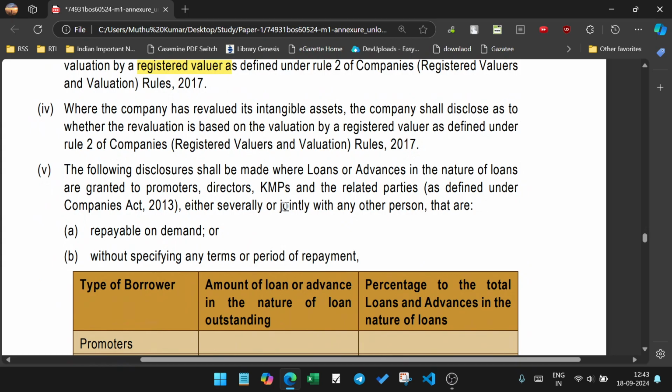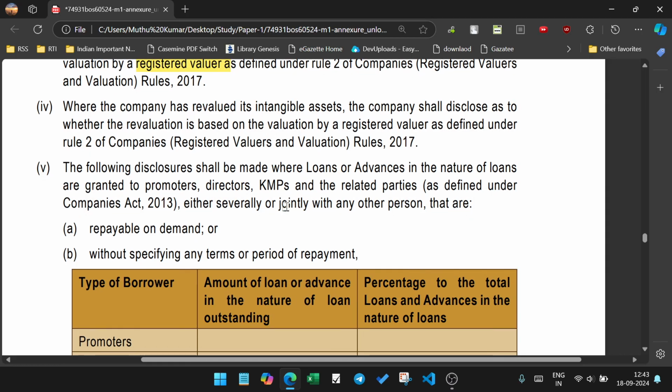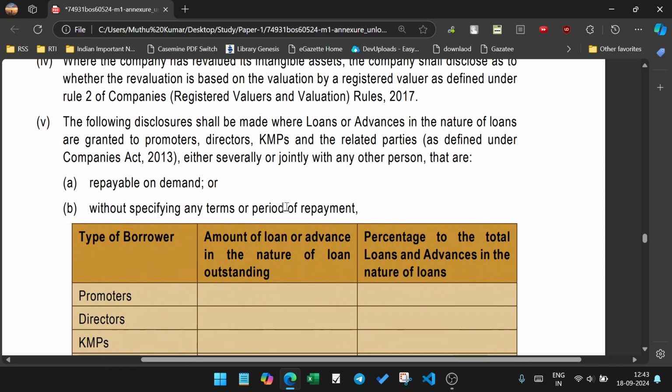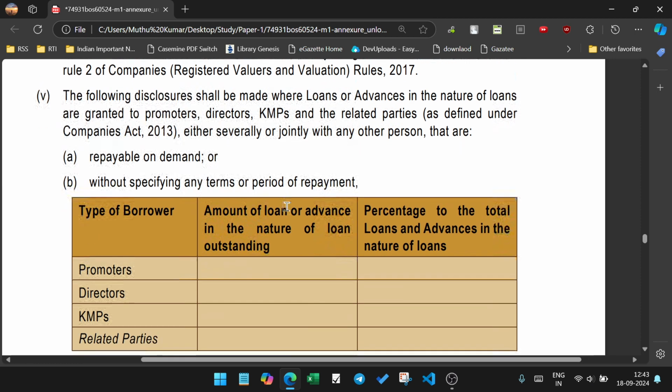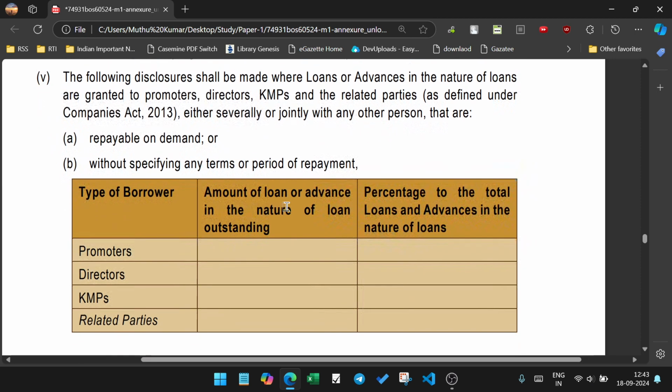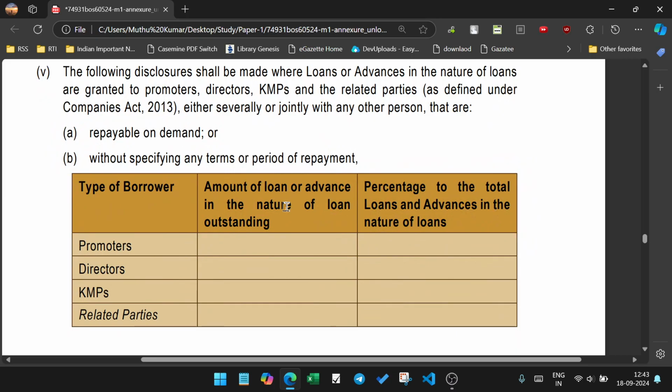Where a company has revalued its intangible assets, the company shall disclose whether the revaluation is based on the valuation by the registered valuer as defined in Rule 2 of the Companies (Registered Valuers and Valuation) Rules. The following disclosure shall be made: whether loans and advances in the nature of loans are granted to promoters, directors, key managerial persons, and other related parties as defined under the Companies Act, either severally or jointly with others, and whether they are repayable on demand.